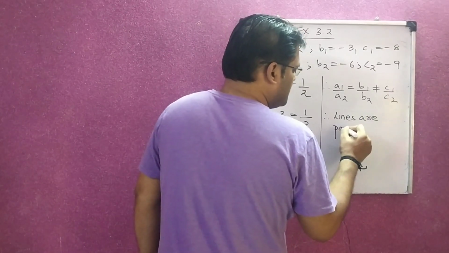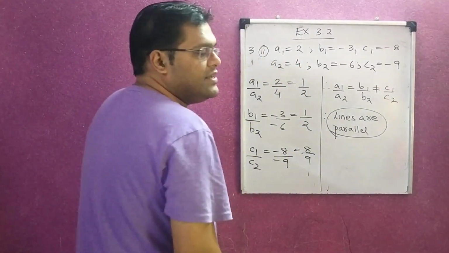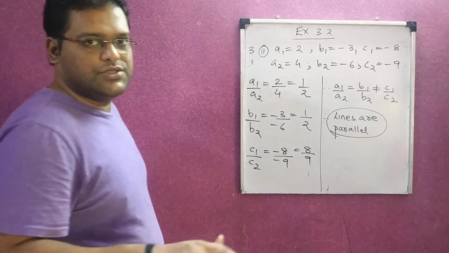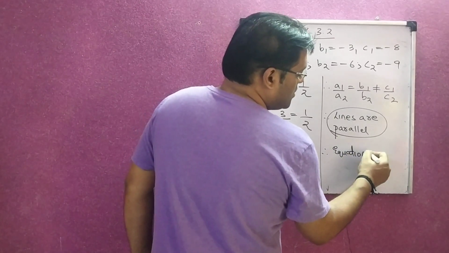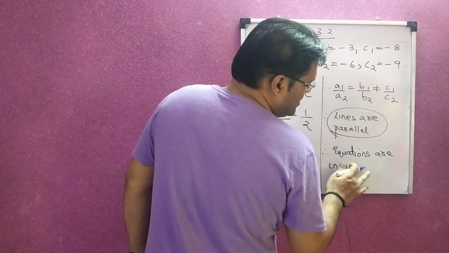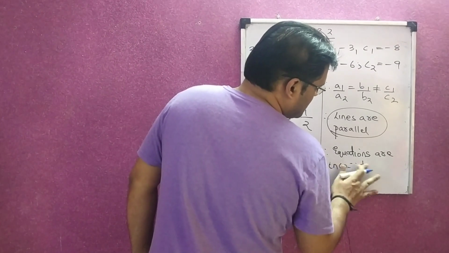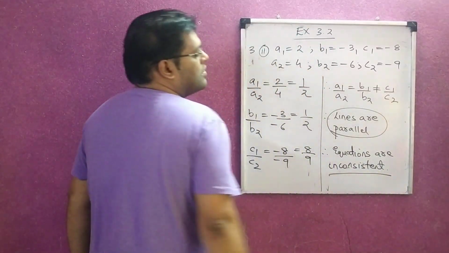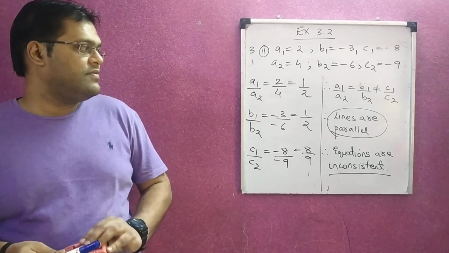Therefore, lines are parallel. But we don't want this. We want the information regarding the equations. Since lines are parallel, that means no solution. Therefore, I can say equations are inconsistent. Right? So once again, please take down this much, then we can proceed to question 3.